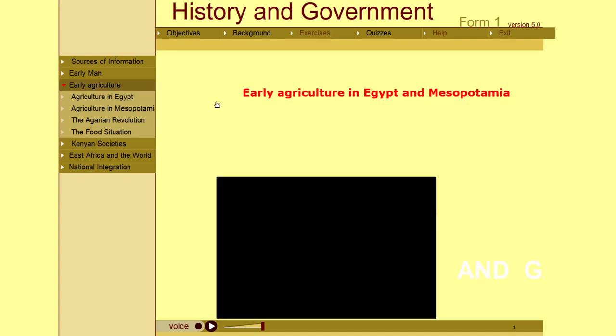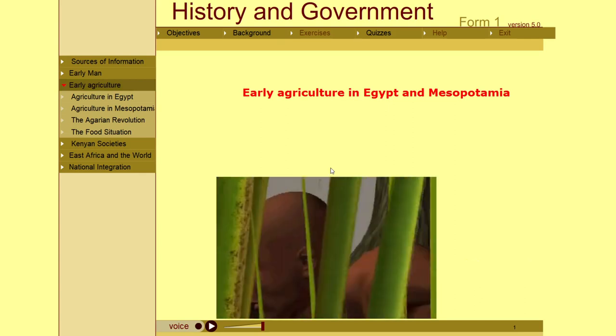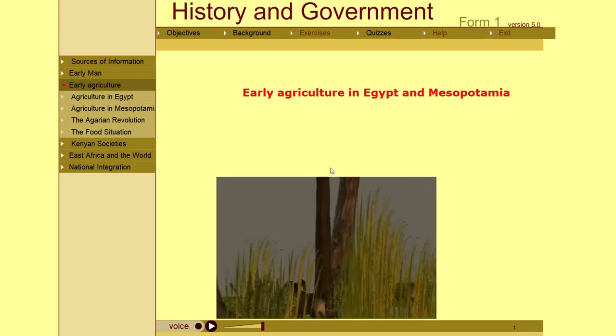The early man was a hunter and a gatherer. As man evolved through the Stone Age, he made important discoveries, one of which was domestication of animals he earlier hunted for food.